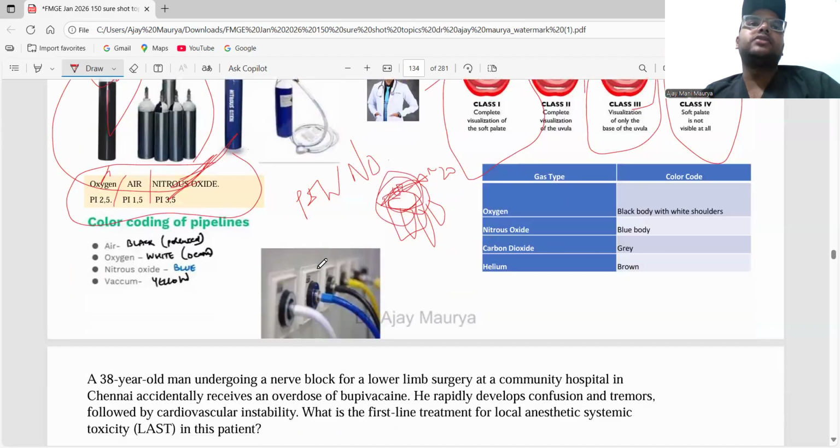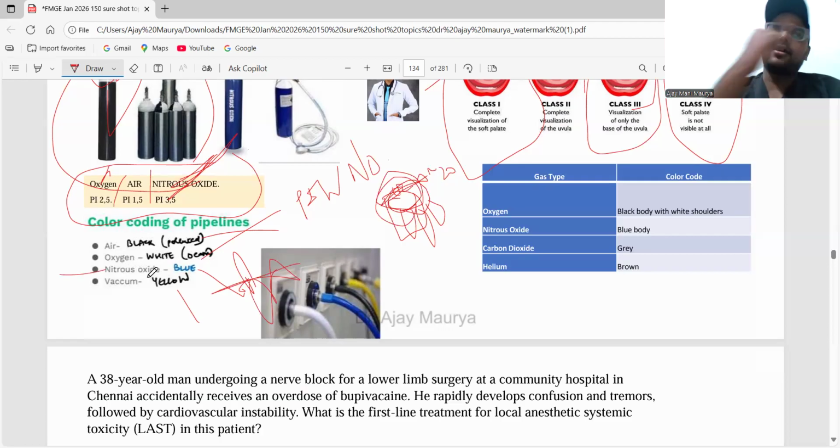The next one, these are the pipelines. Air is black, oxygen white, nitrous oxide blue, vacuum yellow. Remember blue means Neela. Neela means blue. Ni for nitrous, Ni for Neela means nitrous oxide.